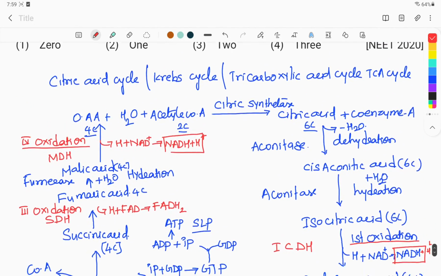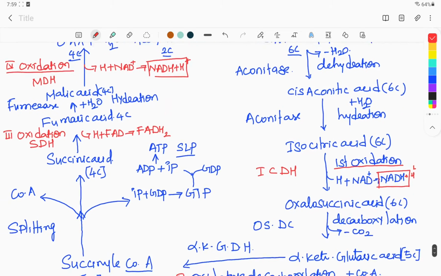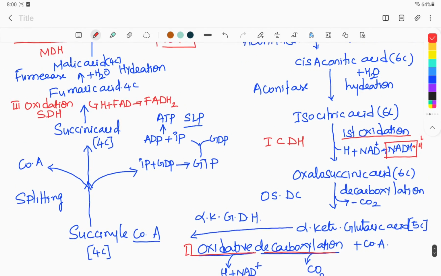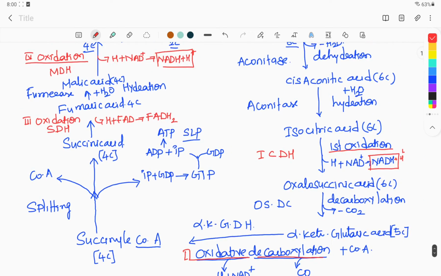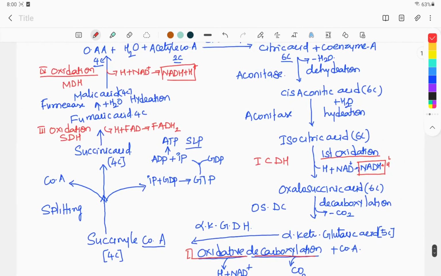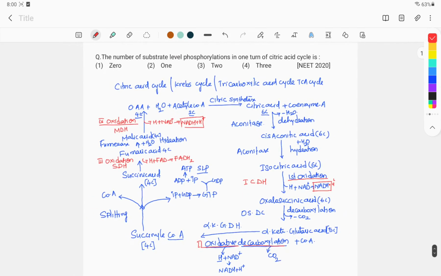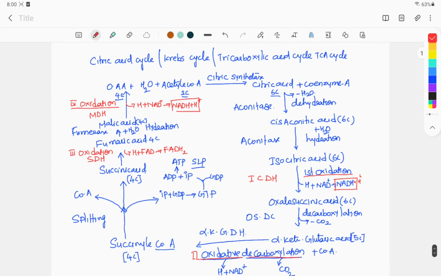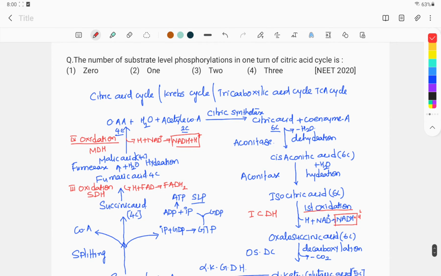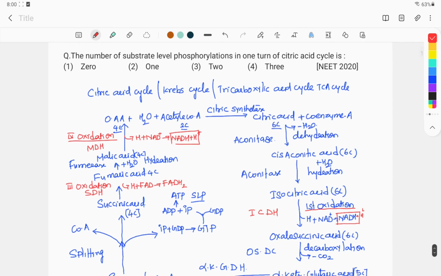Now I wanted to explain to you the total sum of the reactions in the Krebs cycle. I think it's elaborate. You can take a screenshot of the Krebs cycle here. Now let's see the question here. The number of substrate level phosphorylations in one turn of the citric acid cycle is, yes, this is the core point of the question here.